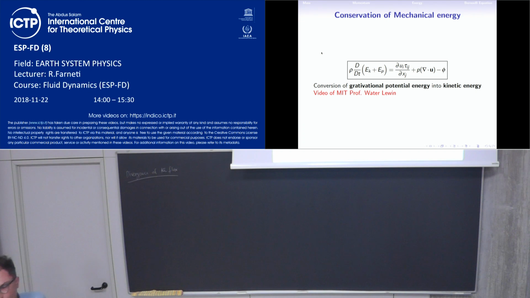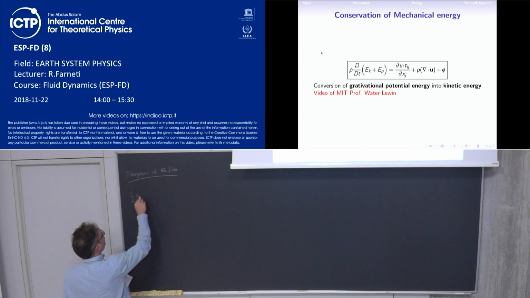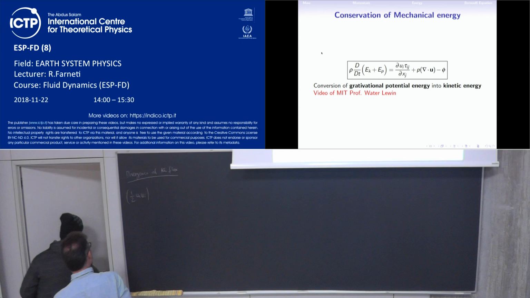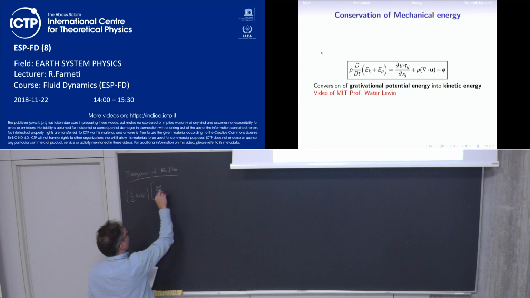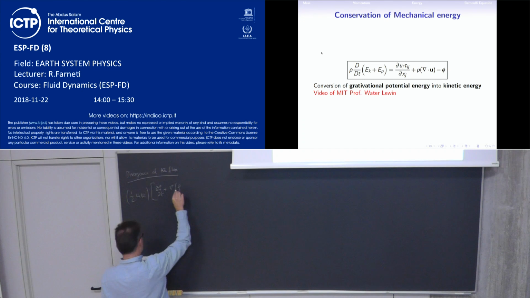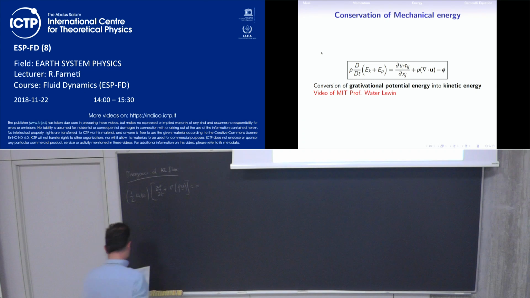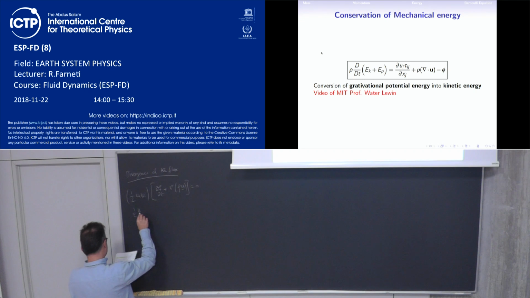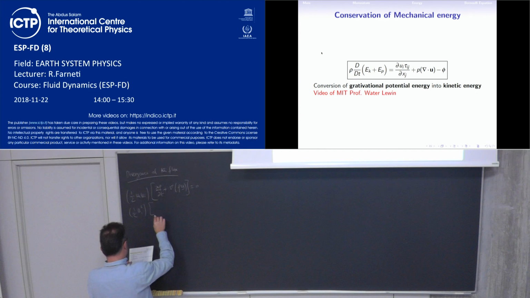Okay, so if you remember what we did to arrive at the conservation of mechanical energy, we took the Euler equation, right? Now what we can do is use the continuity equation. So what we're going to do is multiply the continuity equation times what we call our kinetic energy. Okay? So instead of taking the Euler equation and multiplying that by U, we're going to take the continuity equation and multiply that by the kinetic energy. You can rewrite this in a different form.